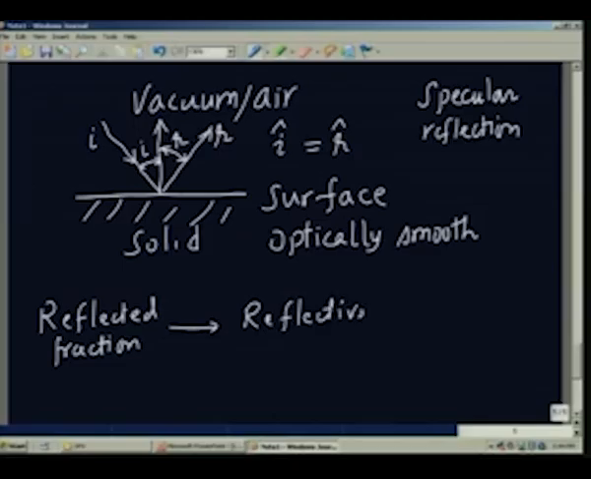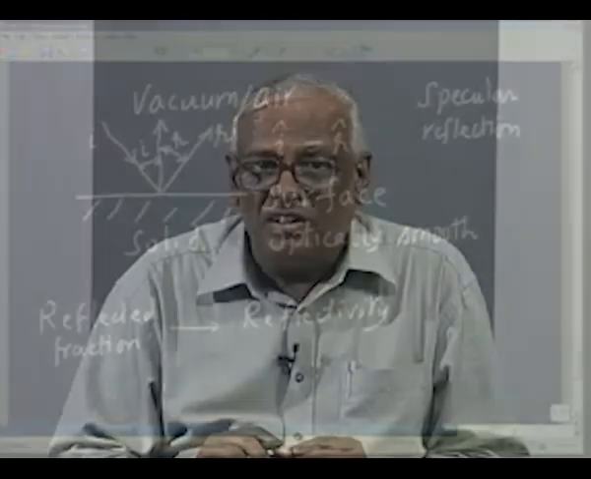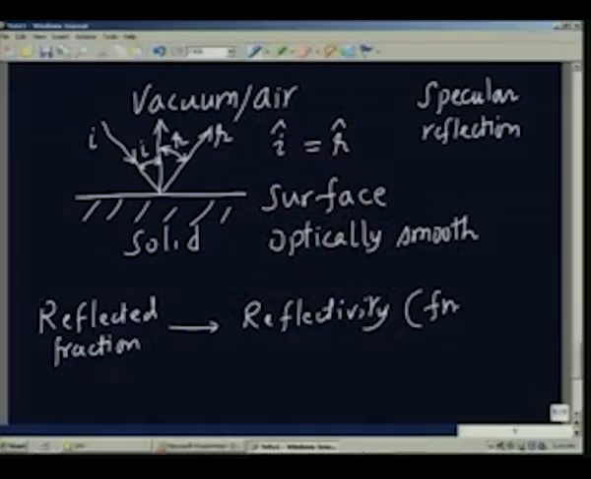So, if we are able to measure both the amount of incident radiation as well as the reflected radiation, by taking the ratio of one with respect to the other, we will get the reflectivity of the surface, and this generally is a function of the angle I. It is a function of the angle I.